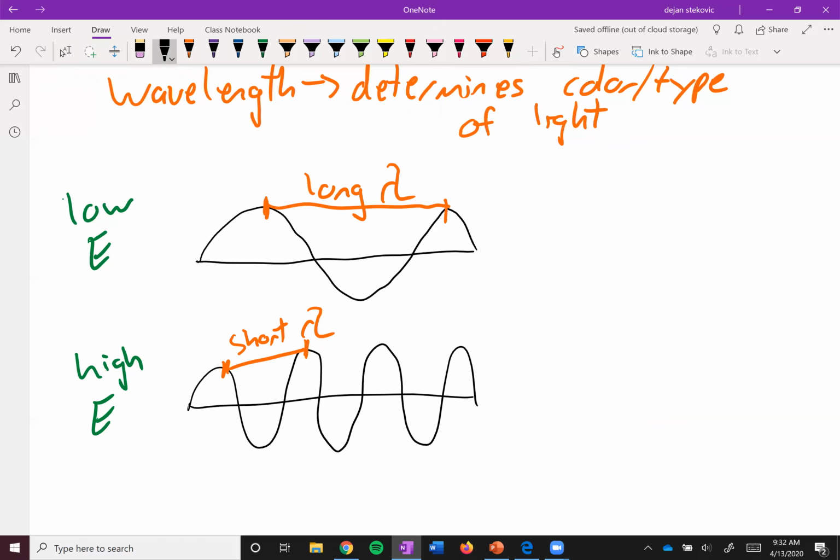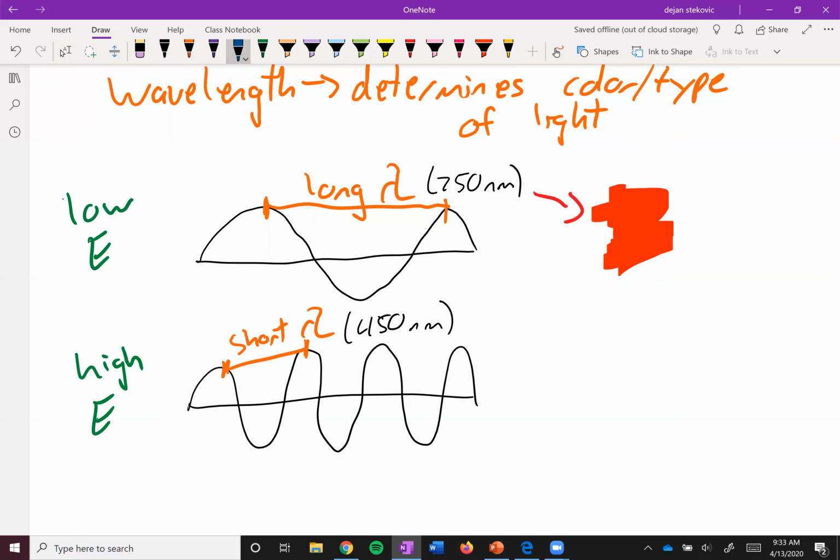And so, for example, let's see how wavelength determines the color/type of light. Let's say that this was 750 nanometers. Nanometers is a unit of length. If this wave were 750 nanometers, the color of light you would see would be red. You'd see red light. And then if we take a look at this short wavelength, let's say that this one's 450 nanometers. If you had light that had a wavelength of 450 nanometers, you would see blue light. So you can see blue light is actually higher in energy than red light.